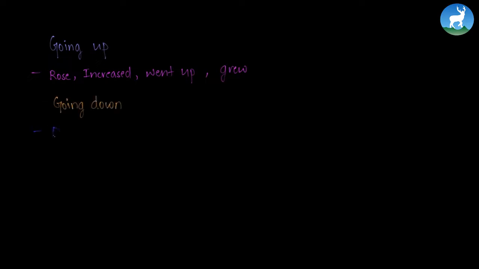So now we will look at some vocabulary. So what do we say for going up the chart? This should be helpful to you. You can say rose, you can say increased, you can say went up or grew. This is for the past tense. For going down, it can be decreased, fell, dropped, declined. You can say it's declining, it's decreasing, it's falling, it's dropping.